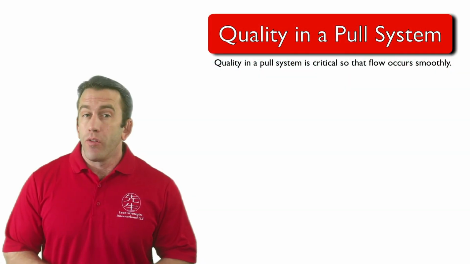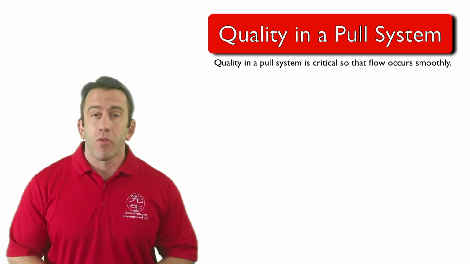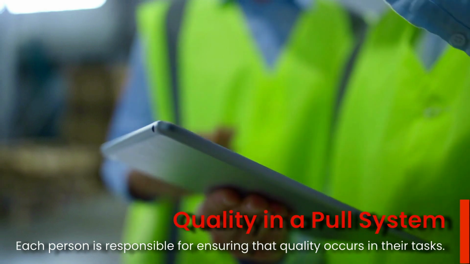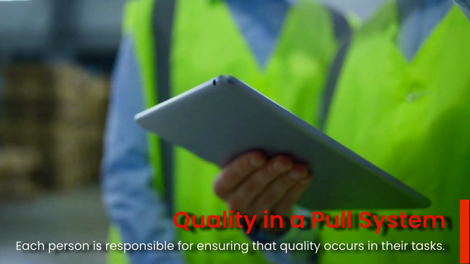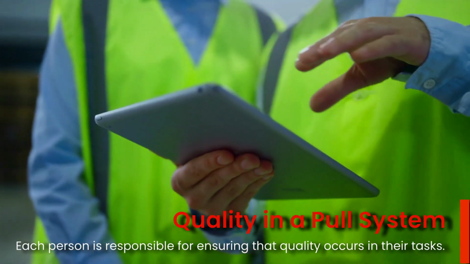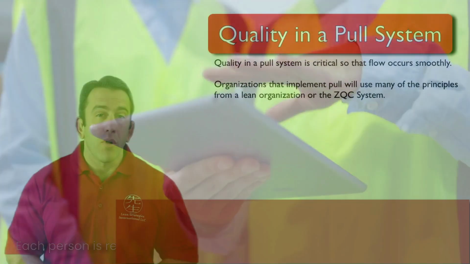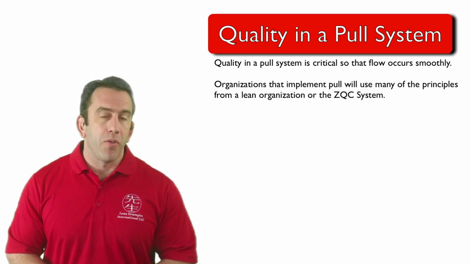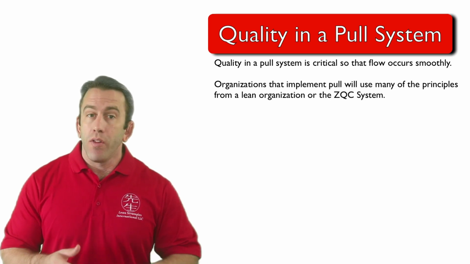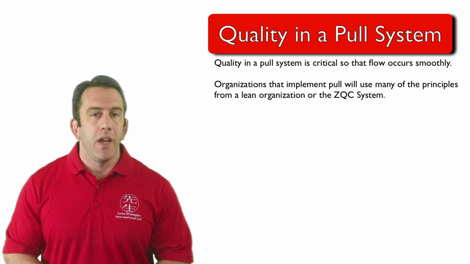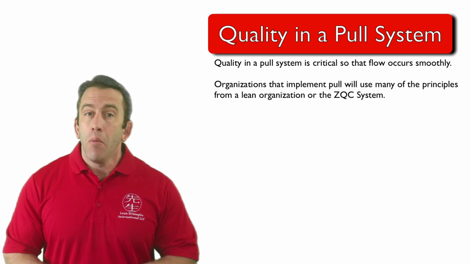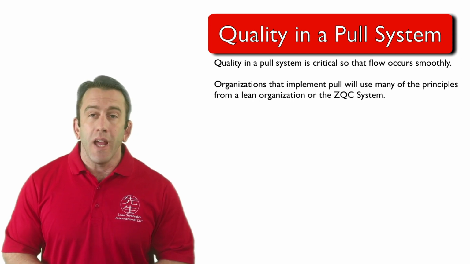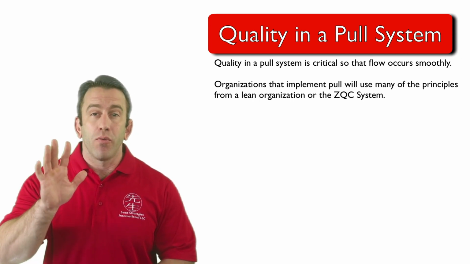Like any other organization, quality in a pull system is critical so that flow occurs smoothly. In a pull system, each person is responsible for ensuring that quality occurs in their tasks. Most organizations that implement pull will use many of the principles from a lean organization or the ZQC system that was created by Shigeo Shingo. Both of these quality systems are often used with a clear understanding of the 5 levels of quality.